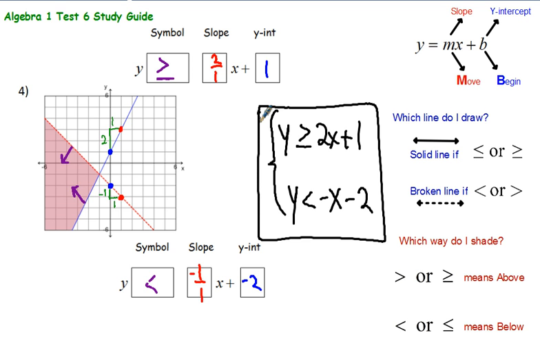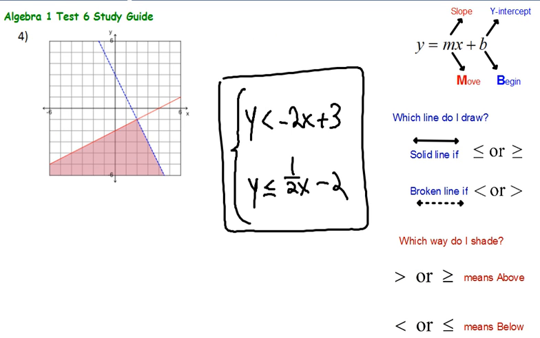And let's see what you got for number 4 on that right side. So it should have got y less than -2x plus 3 and y less than or equal to 1/2 x minus 2.